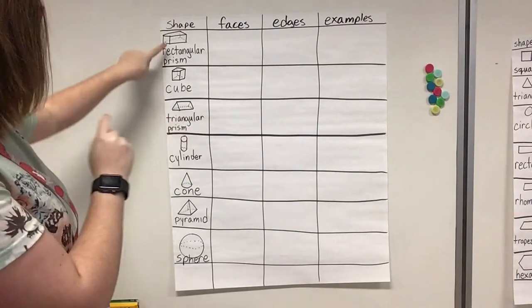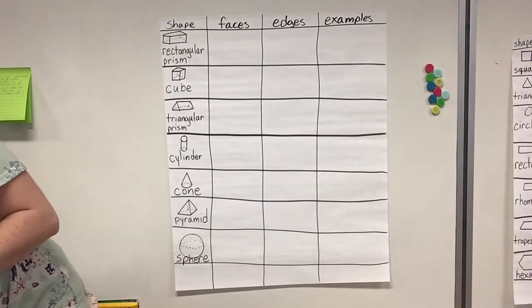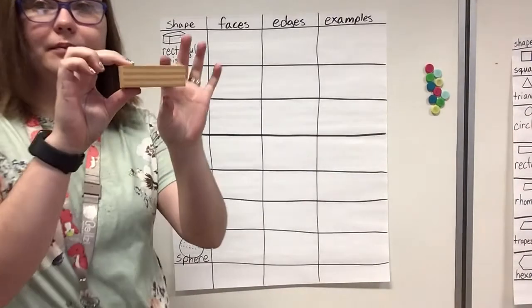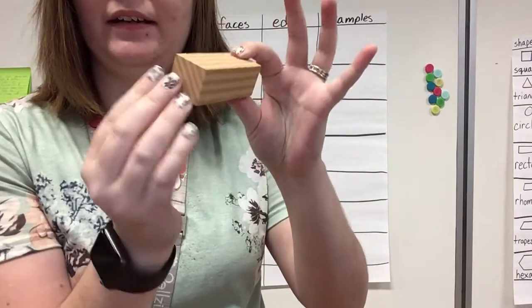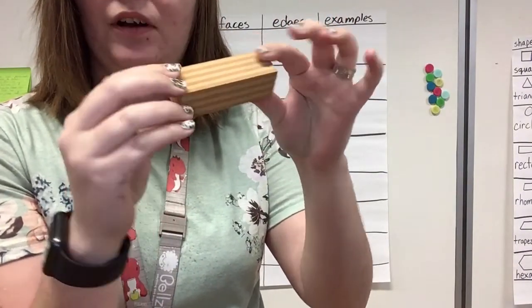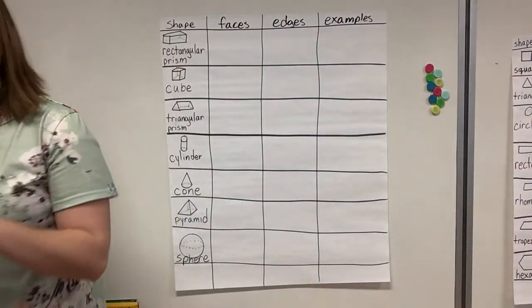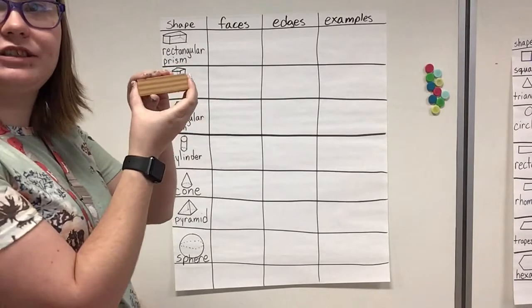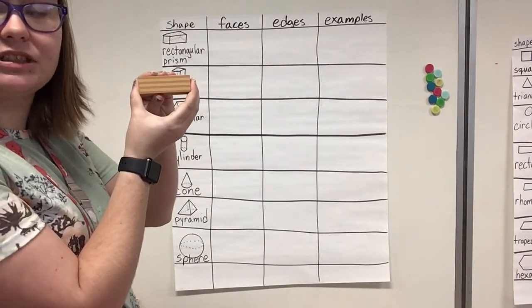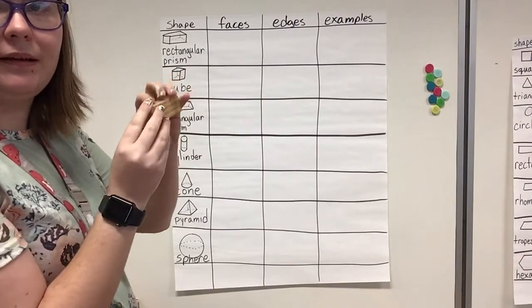So the first one we have is a rectangular prism. I have an example of a rectangular prism right here. You can see this big rectangle on there, and it's thick. It's not just flat. So it has what is called a face. So the face is the flat part that if I just looked at that, it might look just like a rectangle. But this can be a face too, even though it's smaller.